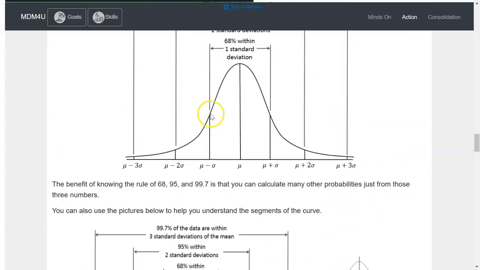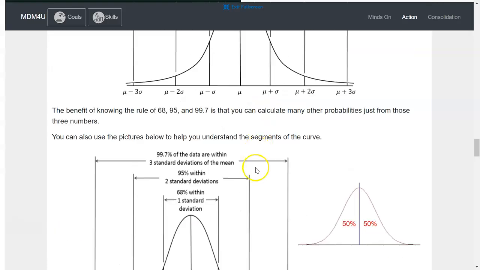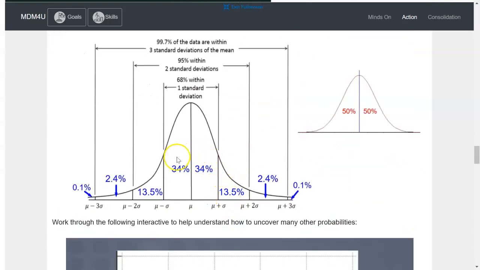And then if I know that this is 95%, and this is 68, if I take 68 away from 95, I'm left with 27%. That is equally distributed between this piece here and this piece here. So this is 68, all this is 95, 68's gone, I'm left with 27. Cut that in half, and that's how I get 13 and a half, 13 and a half.